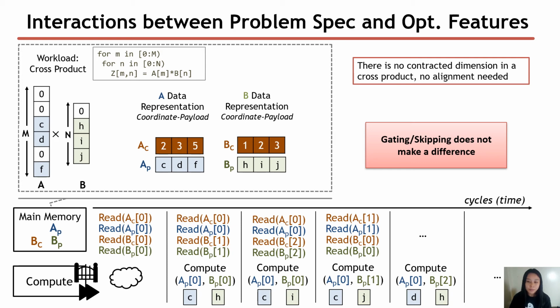And this is mainly due to the fact that we are having a problem specification where there is no contracted dimension. So gating and skipping does not make a difference. And the high-level idea in this example is basically we need to care both about what optimizations are applied as well as what data flow you are looking at, or what problem specification you are looking at. The behavior of the hardware will be different if we are looking at a totally different workload.